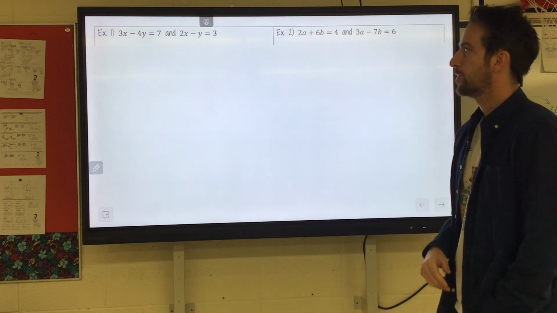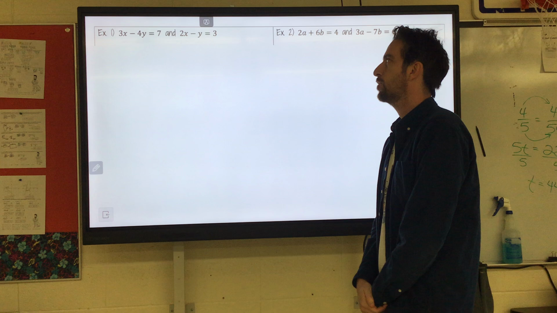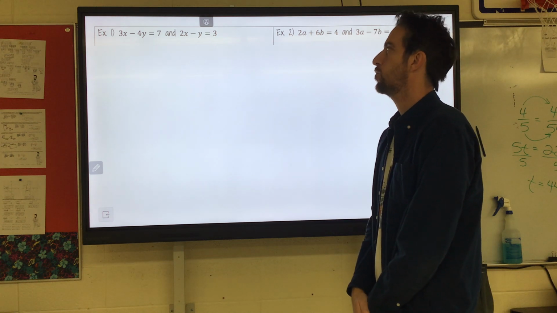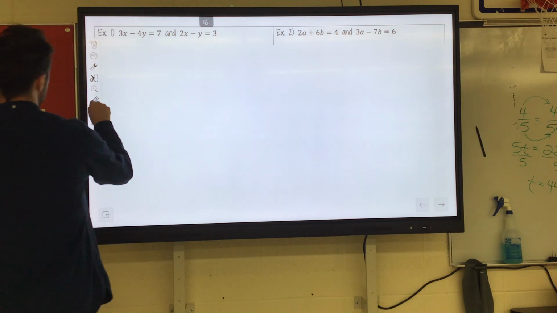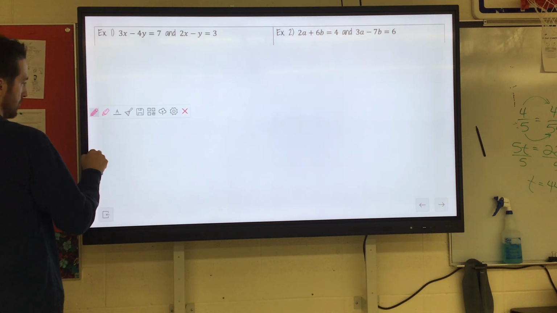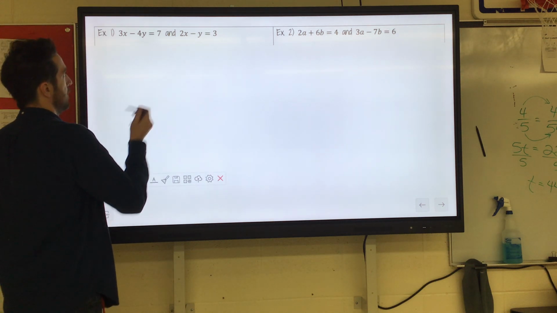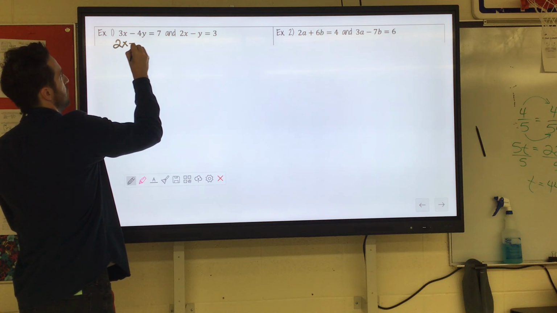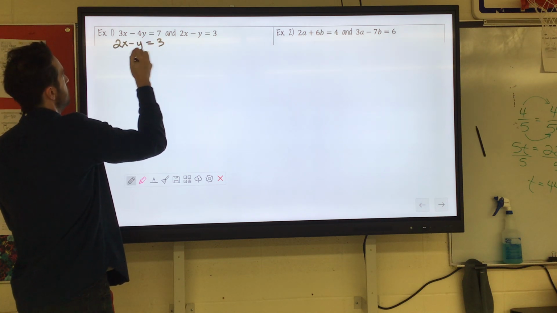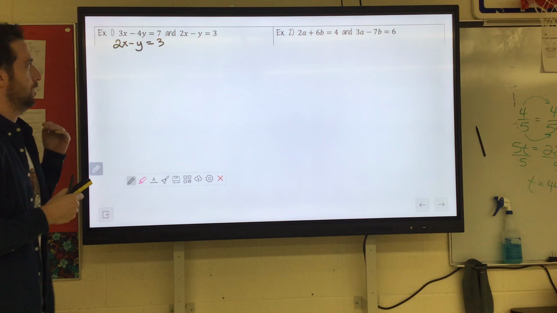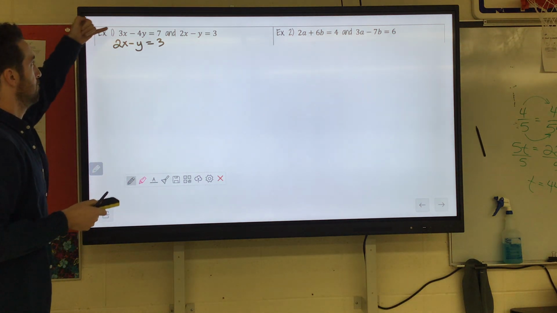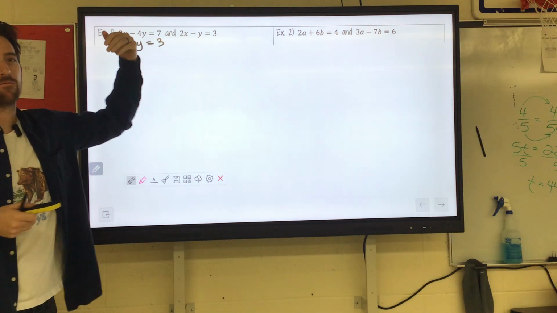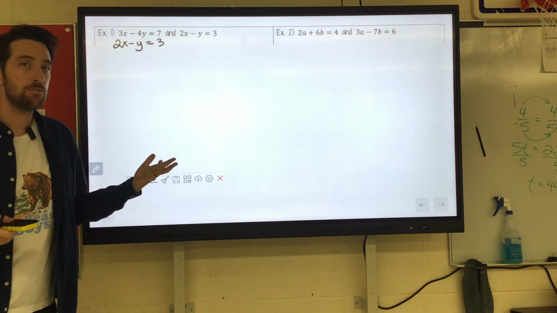So here we go. 3x minus 4y equals 7, and 2x minus y equals 3. So let's go ahead and stack them on top of each other, because that's usually how they're given to us. It would look like this. 2x minus y equals 3. There we go. Now, the x's, they don't match up. Neither do the y's. 2 and 3. We could think of, what do they both go into? They both go into 6.